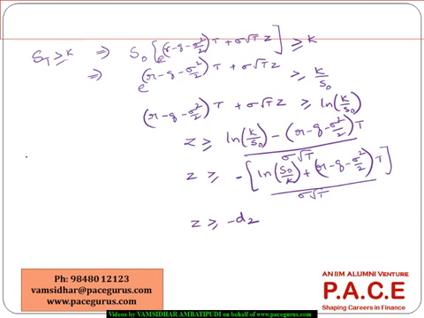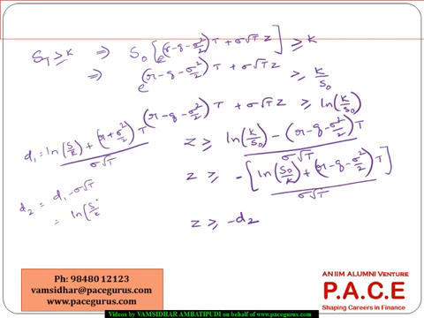Remember the Black-Scholes formula: d1 we said is log S by K plus (r plus sigma squared by 2) times T divided by sigma root T, and d2 we said is d1 minus sigma root T. So that would have become log S by K plus (r minus sigma squared by 2) times T by sigma root T. So that's where we are getting minus d2, right? So Z greater than or equal to minus d2 is something that we are getting. So what does that mean?